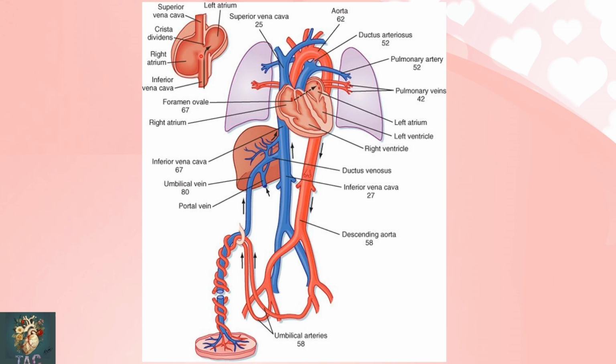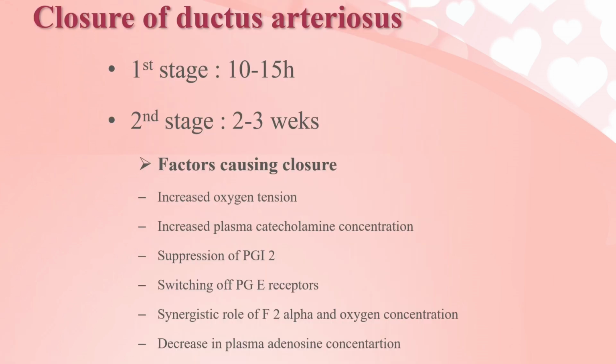Here is the diagram which is showing you the crista dividens and the valve of the inferior vena cava, which is guiding the blood from the inferior vena cava, from the right atrium into the left atrium through the foramen ovale. So these are different changes which are occurring, and these all are very important MCQs, not only in your professional exam but also in your part one examination of the FCPS as well.